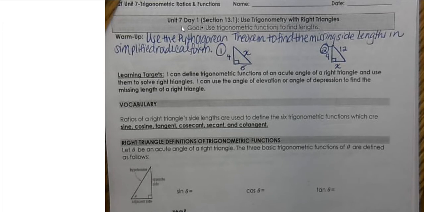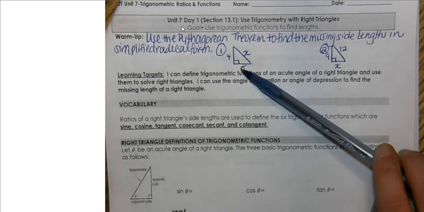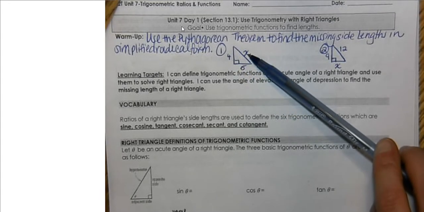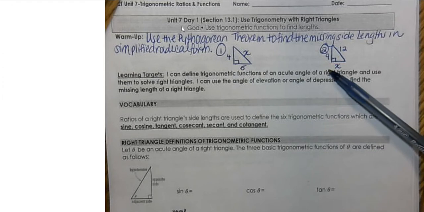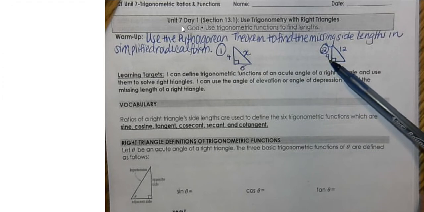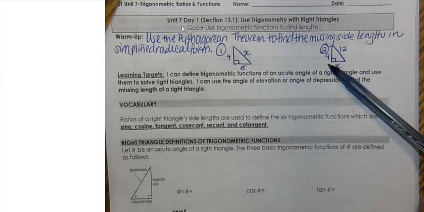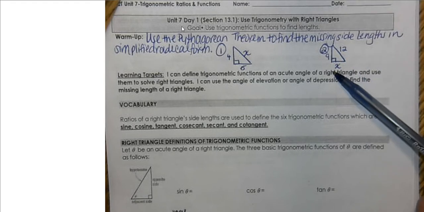One triangle has side lengths 4 and 5, and it's asking you to find the hypotenuse. And your second triangle gives you one leg and the hypotenuse. So one leg is 9, the other one is 12, and they're asking you to find a leg.